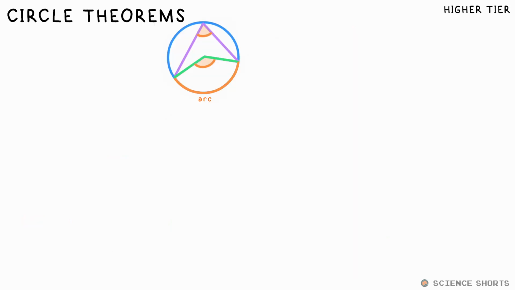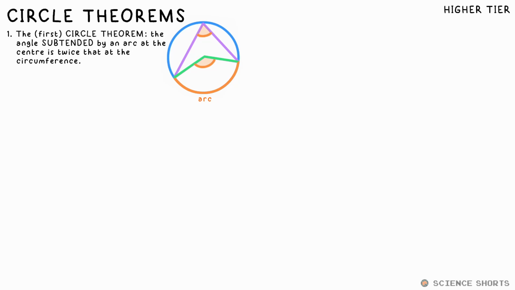For higher, you need to know that an angle in a shape is subtended by the opposite side, so in this case, the arc. There are a few rules you need to remember. The first circle theorem: the angle subtended by an arc at the center is twice the angle subtended at the circumference. In essence, the angle is double at the center compared to when it's at the line. This is true no matter where the angle on the line is, so long as its 2 chords meet at the 2 radii lines from the center.